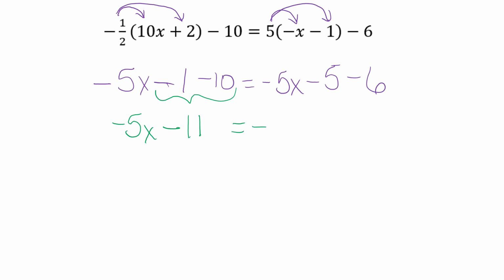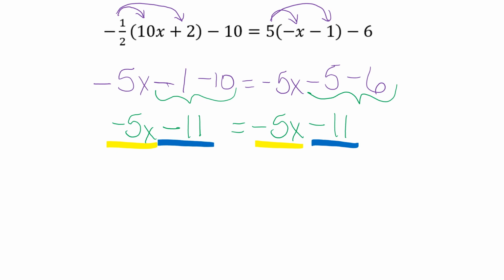On the right-hand side, we're going to keep our negative 5x, but we're going to again combine the constants. Negative 5 minus 6 is negative 11. When I look at my variable terms, they are the same. So I know I'm either infinite or no solution. When I look at my constants, they're both negative 11. So again, they are the same. So this lets me know I have infinitely many solutions for this equation.